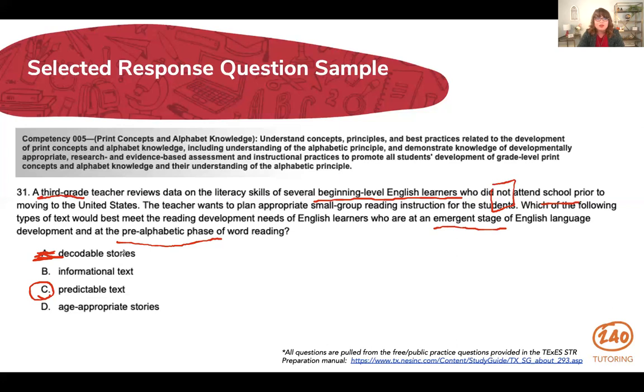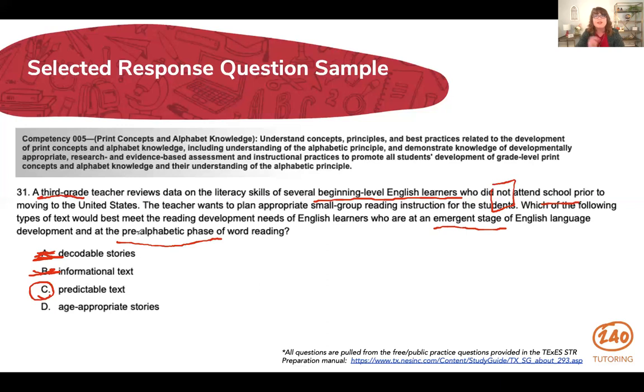Now, what's interesting about choices B and D is we really don't have enough information about these two texts to call this the most appropriate choice. So informational text does not give us enough information to determine whether or not it would be a good choice for this group of students. Informational text just means nonfiction. So the levels and structures vary greatly in that grand scheme of nonfiction text. So we can rule out B simply because that's too broad. It doesn't give us enough information.